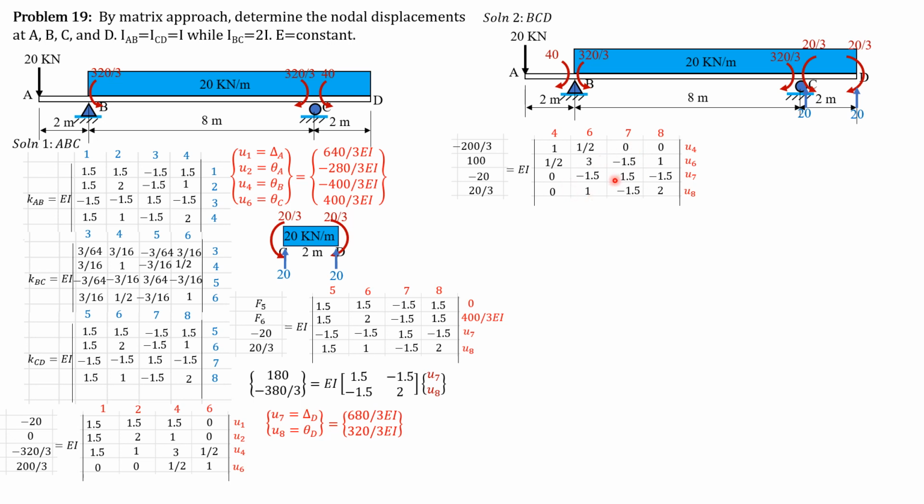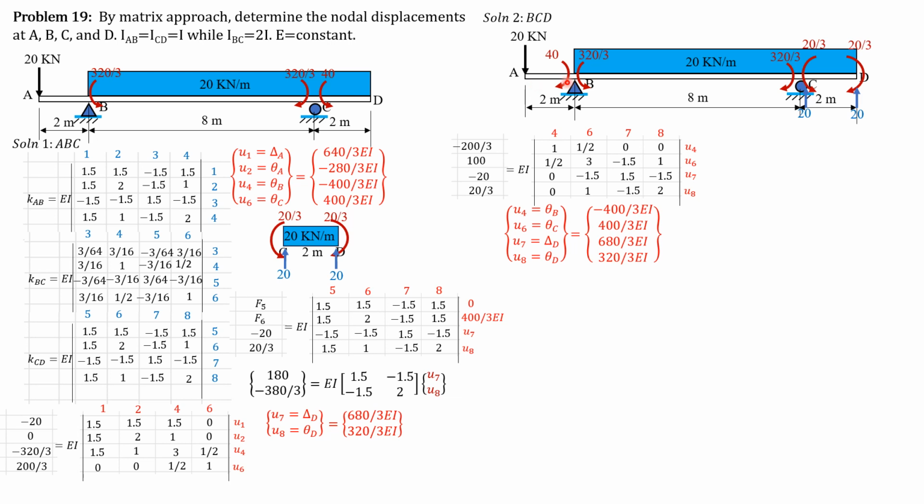So this is now the structural stiffness matrix, and we can now compute U4, U6, U7, U8 as the inverse of this matrix times this matrix here. So U4, U6, U7, U8, which correspond to these displacements in particular, would be equal to the same: U4, negative 400 over 3EI; U6, positive 400 over 3EI; U7, which is delta D, 680 over 3EI; and U8, which is theta D, 320 over 3EI.